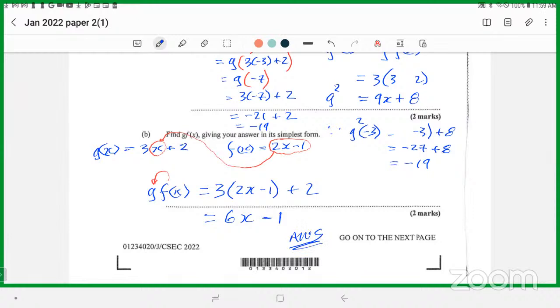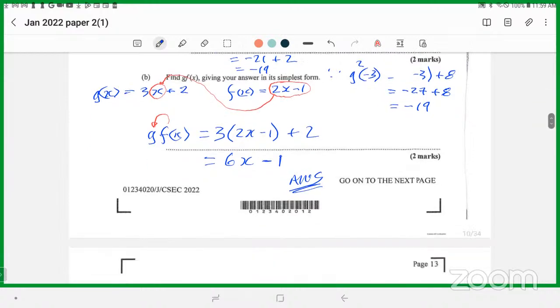The second one. But okay with that? Yes, sir. All right.